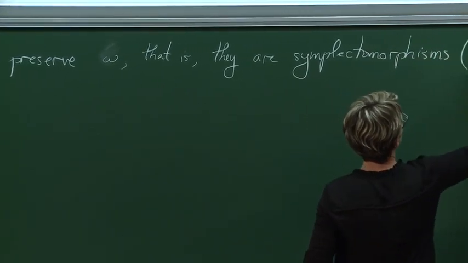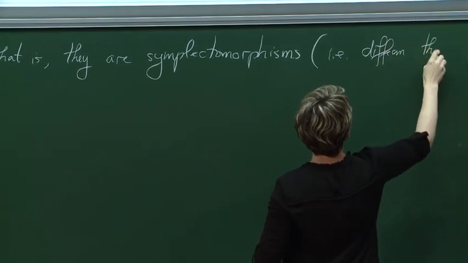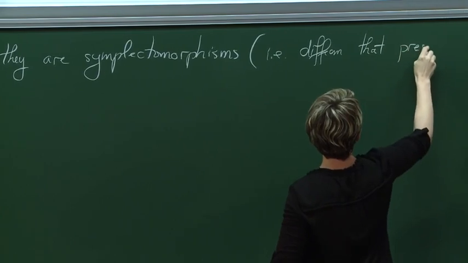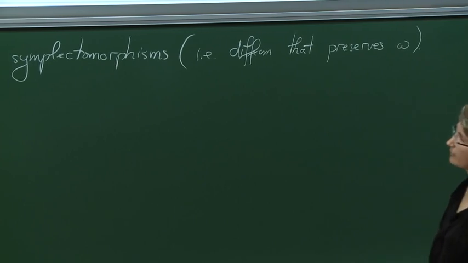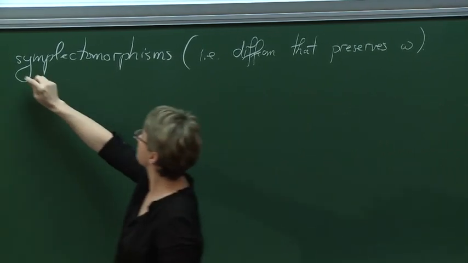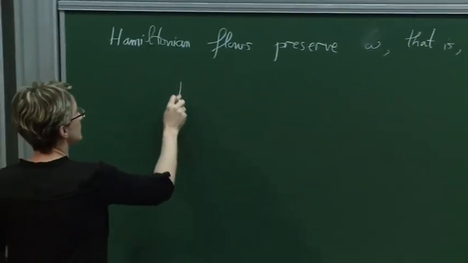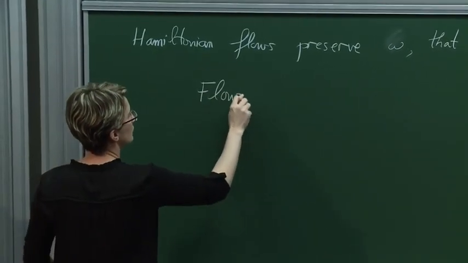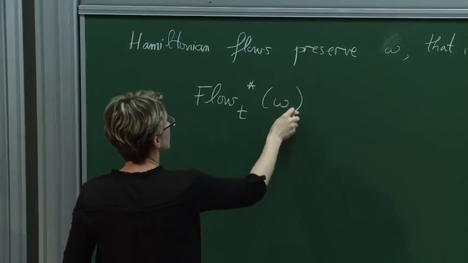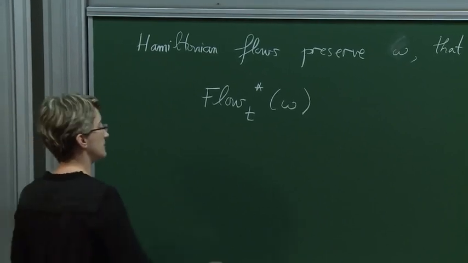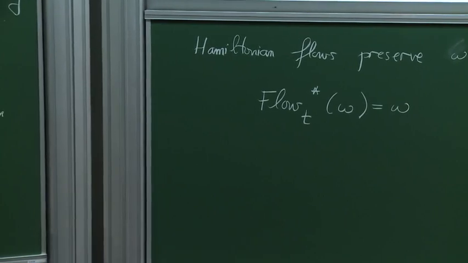Okay, so what is a symplectomorphism? It's a diffeomorphism that preserves the symplectic form. Okay, so how do we write that down mathematically? What does that mean? It means that if you look at the Hamiltonian flow at some time t, then the pullback of the symplectic form via the Hamiltonian flow at time t is just the symplectic form. Okay, and that is true for all the times t.